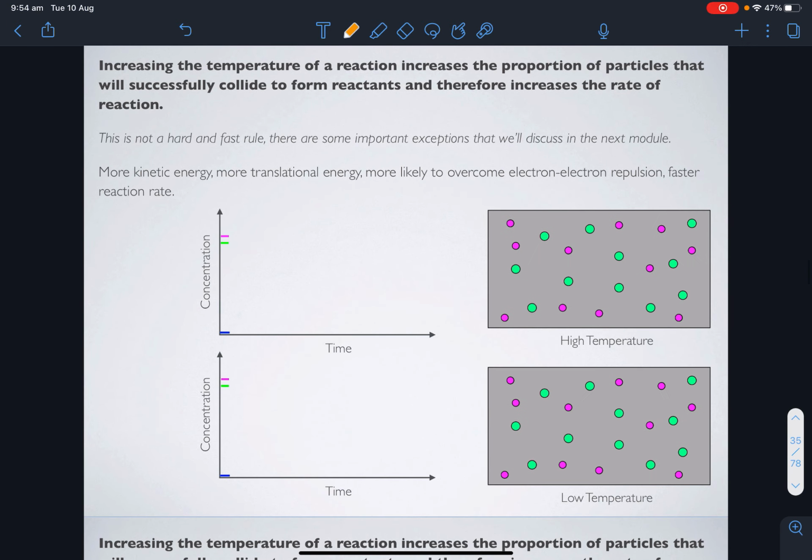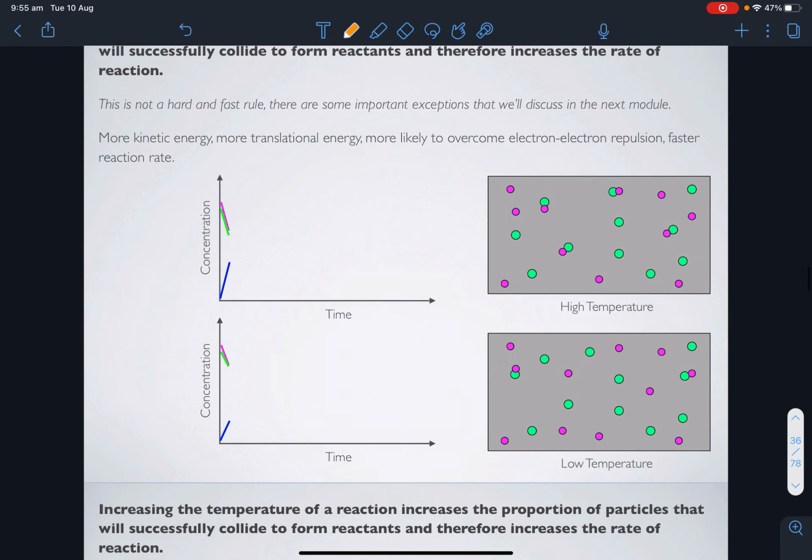Okay, so here I'm going to do my old models and my graphs, okay? Now you can see that I've got the same mixtures here in my models, high temperature and low temperature, and my graphs here are starting the same too. No products, which I'm going to represent in blue, and the concentration of the reactants is high, okay? So increasing the temperature of the reaction increases the proportion that will successfully collide in a shorter time and increases the rate, okay? So let's have a look at what happens.